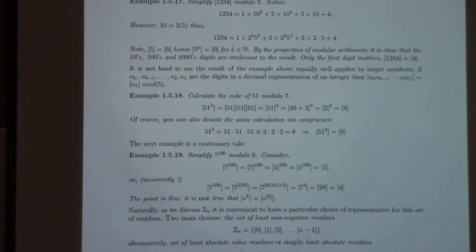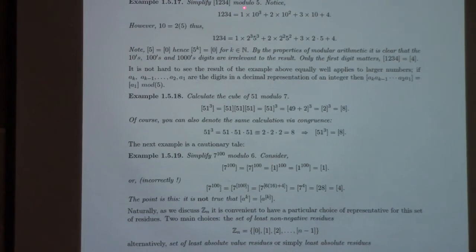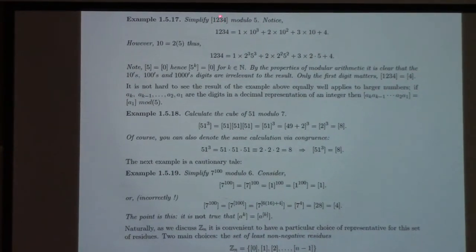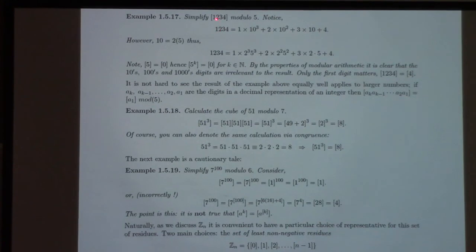All right, so let's talk about some calculations. First of all, how do you simplify 1, 2, 3, 4 modulo 5? So here's what I would do. I would write 1, 2, 3, 4, which of course means 1 times 1,000 plus 2 times 100 plus 3 times 10 plus 4, right?